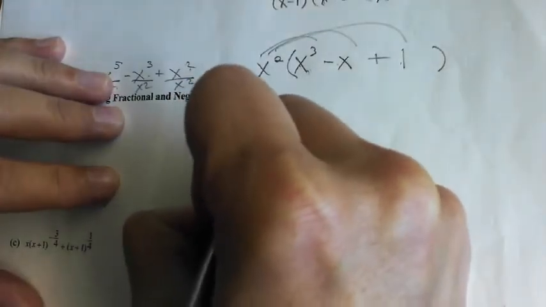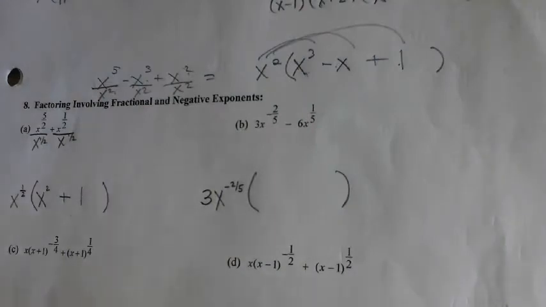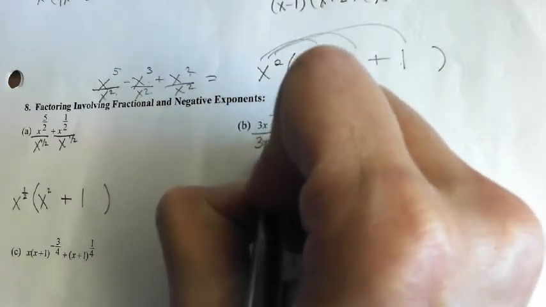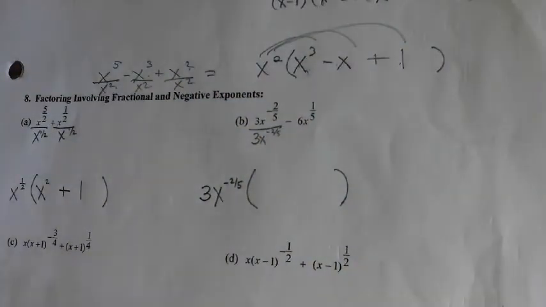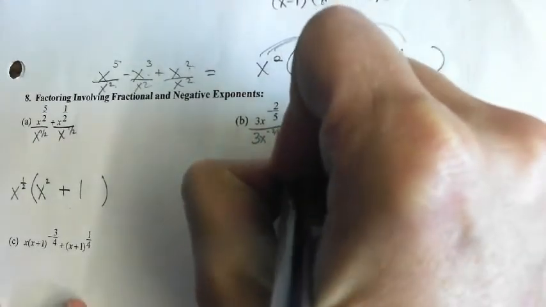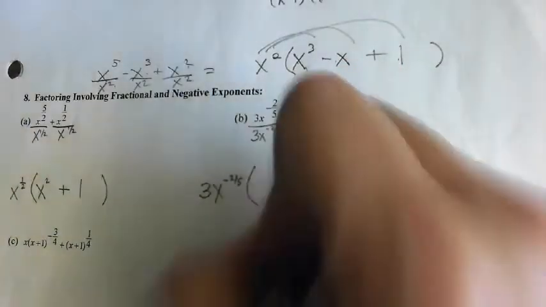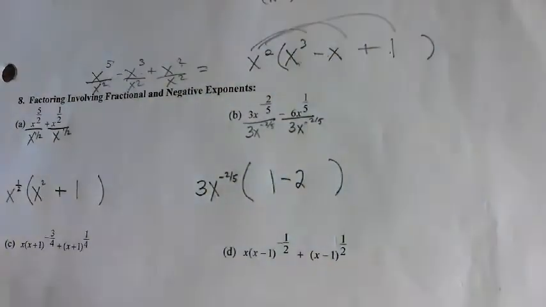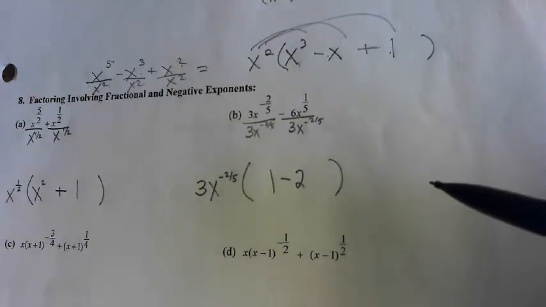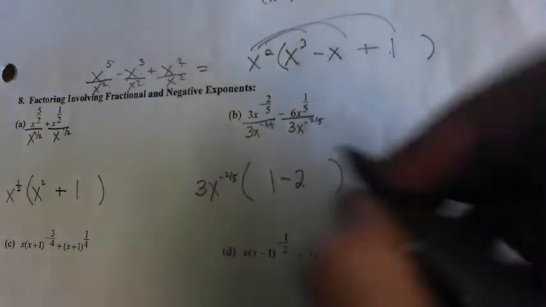X to the negative 2/5. And then to see what is left of each term, because we're not as used to this and it's not second nature, I really recommend that you divide each term by that GCF. So what will that first term be? 1. And then the second one, if I divide, the minus is a minus. The 6 divided by 3 is just 2. And then your exponent rule here: 1/5 minus a negative 2/5 is 1/5 plus 2/5, which is 3/5, correct? Okay, so x to the 3/5.